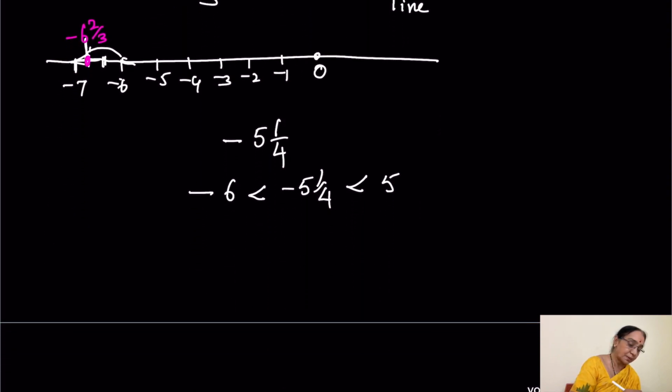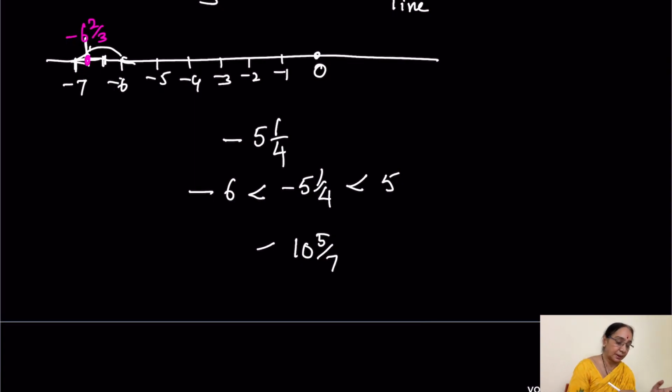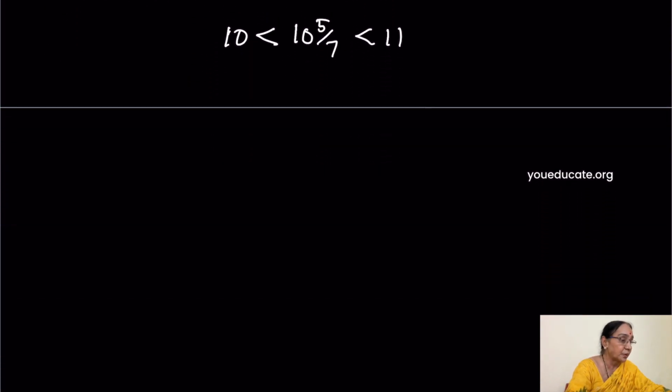Now what about positive numbers? Say 10 and 5 by 7. This is greater than 10 but less than 11. So this will be between 10 and 11. So you should know the range, the two integers between which a fraction lies. That will help you in estimating your answers when you do calculations.